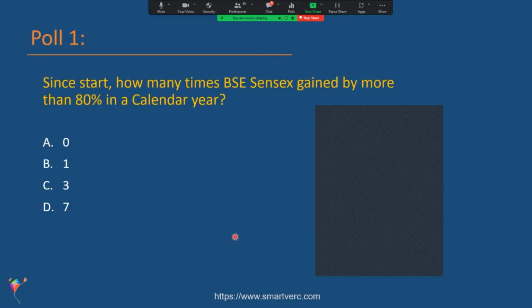I would like all of you to participate. It's going to be very, very interesting, and don't bother about the privacy of your data. We are not going to share it with anyone. It is going to remain with us only. How many times has the BSE Sensex gained by more than 80% in a calendar year? 65% of participants have participated. 5 more seconds. I request all of you to participate, please.